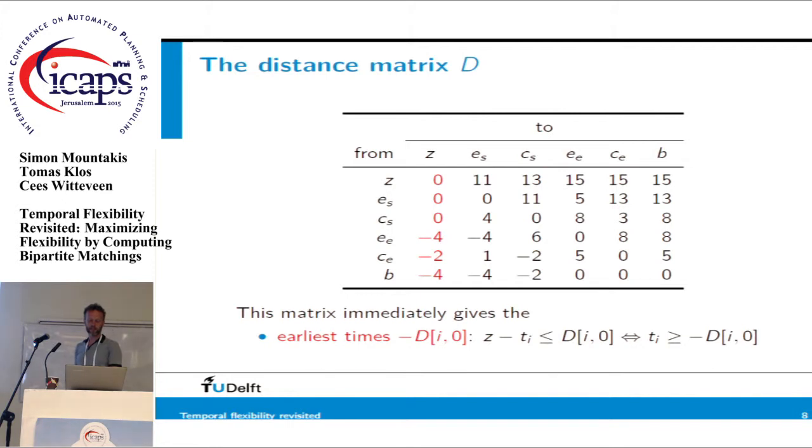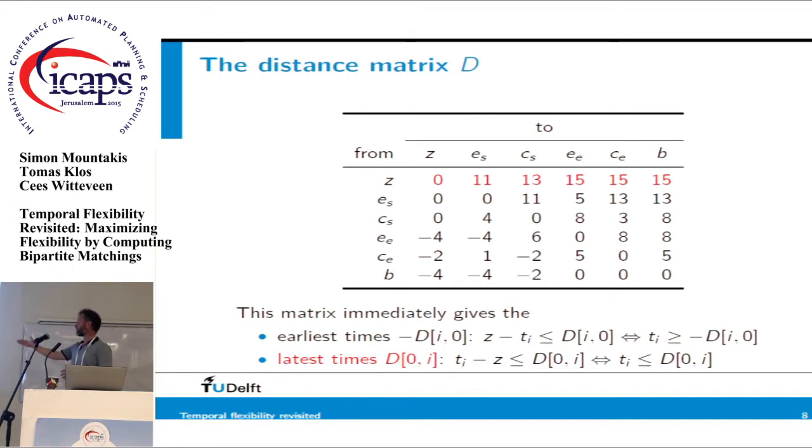And it also gives the latest times you can assign to all the variables, as the values in the top row. Because if that says that ti minus z is smaller than some value in the top row, then since z is 0, it just means ti is smaller than or equal to the corresponding value in the top row.